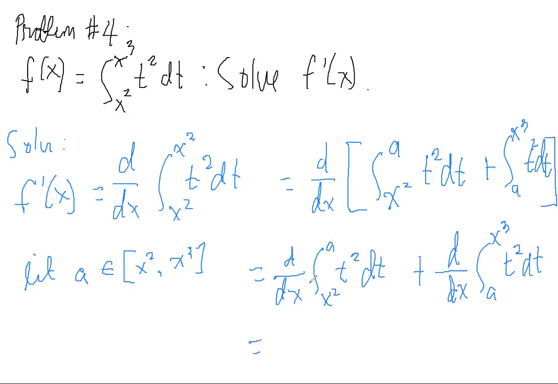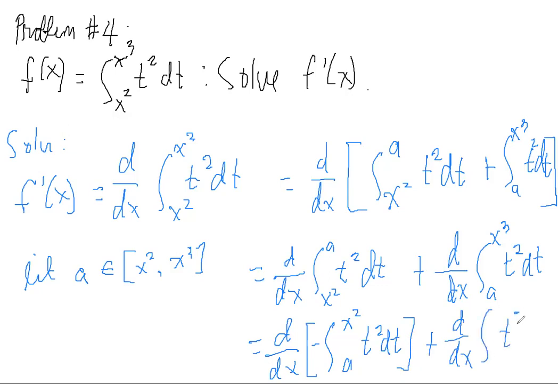Now, however, on the first term, we need to place the constant as the lower limit and the expression x squared as the upper limit. So using the first property of definite integrals, and since we're applying property number 1, we negate it, multiplying by negative. So this becomes the derivative of negative the integral of t squared dt from a to x squared, plus the derivative of the integral of t squared with respect to t from a to x cubed.